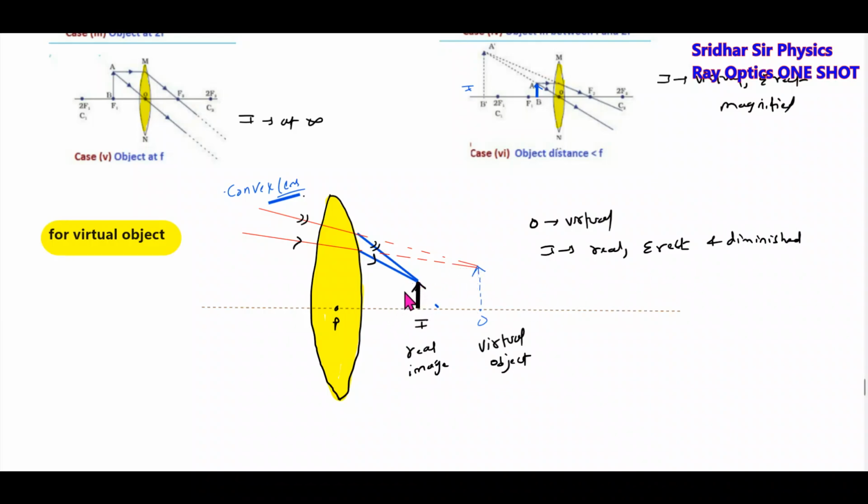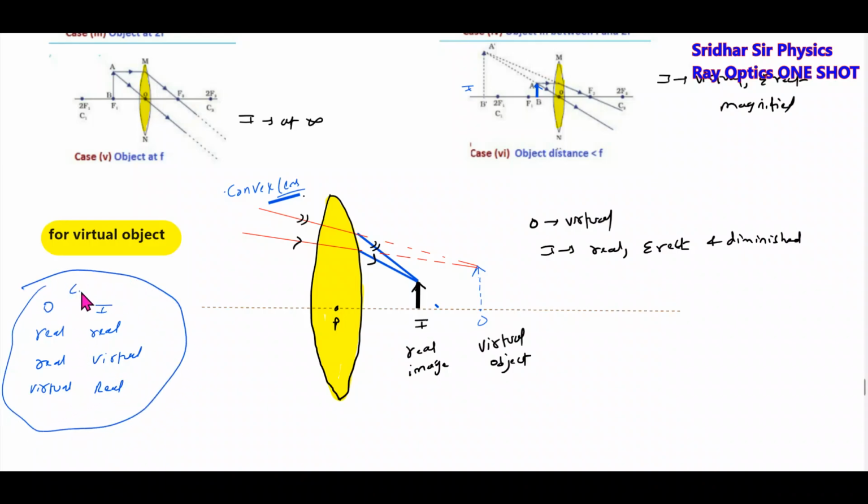See, one simple rule: if object and image are on either side of the lens, real object, real image. If object and image are on the same side, real object, virtual image; virtual object, real image. So convex lens, what all will it form? For real object, real image. For real object, virtual image. Virtual object, real image. Virtual object, virtual image not possible. And this is the basic idea of the convex lens. Like this you have to remember.